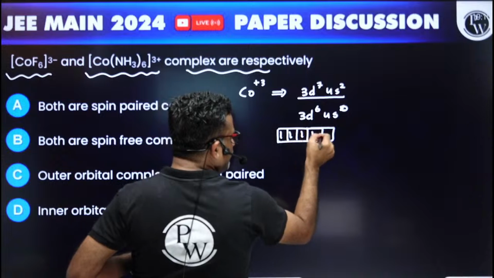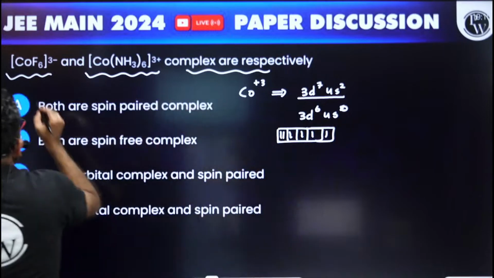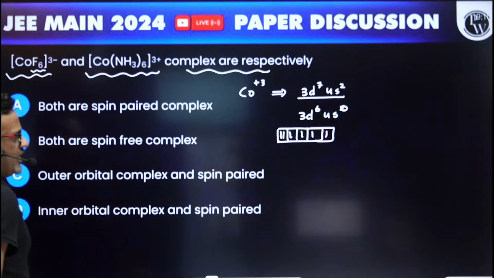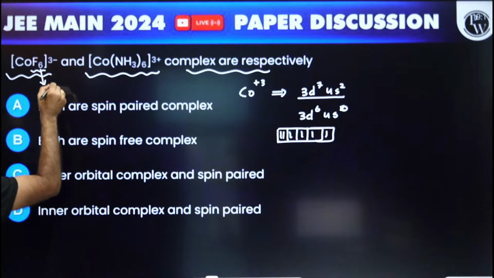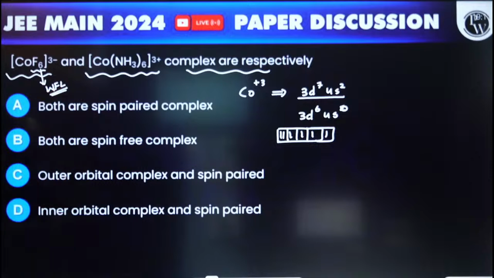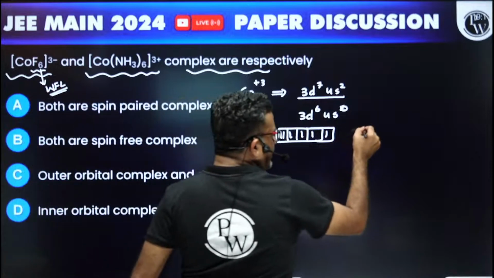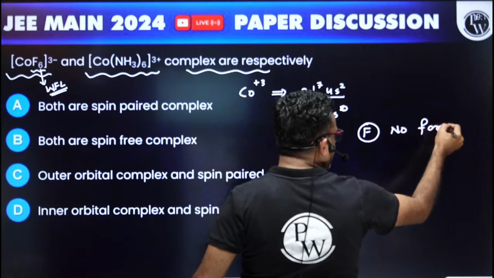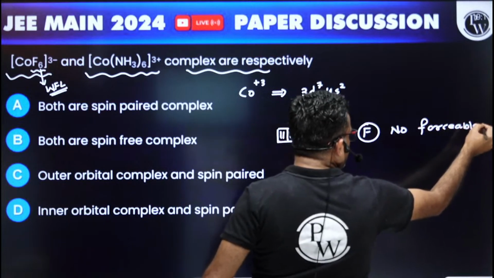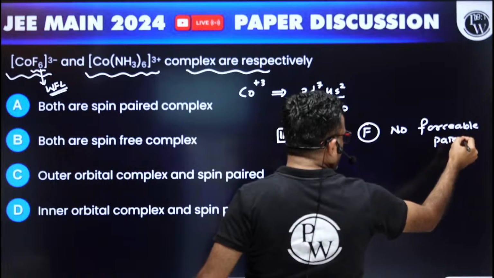1, 2, 3, 4, 5, 6. Which ligands are there here? Fluorine ligands. Fluorines are halogens and halogens are weak field ligands. Weak field ligand means with fluorine, there would be no forcible pairing of electrons.